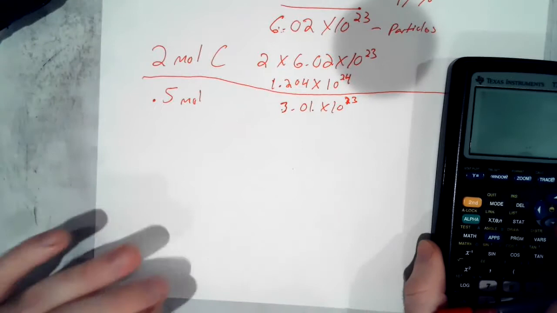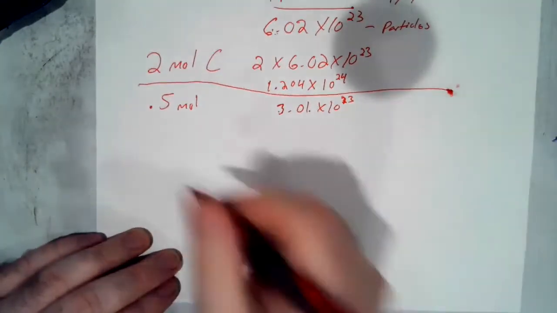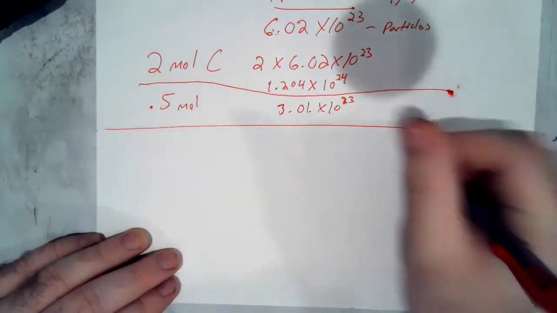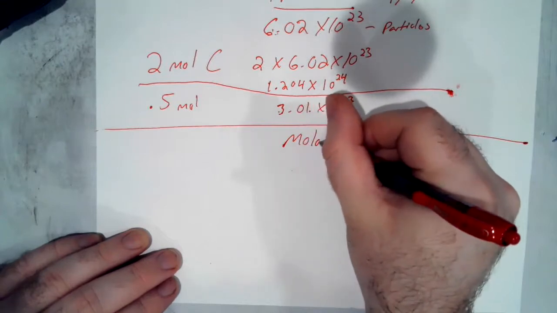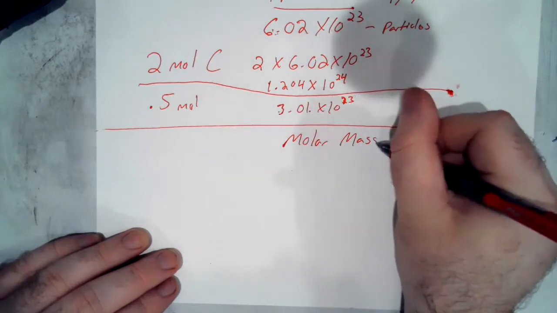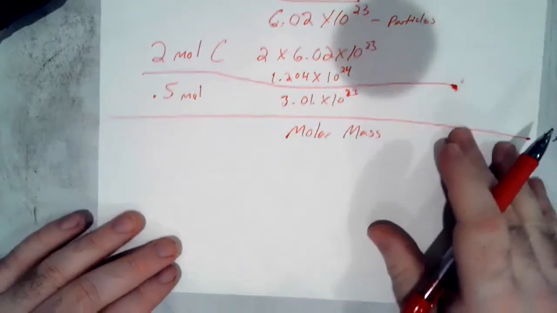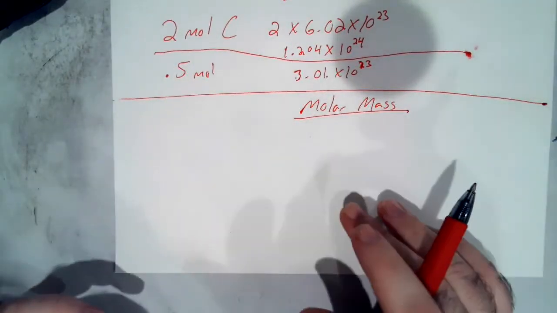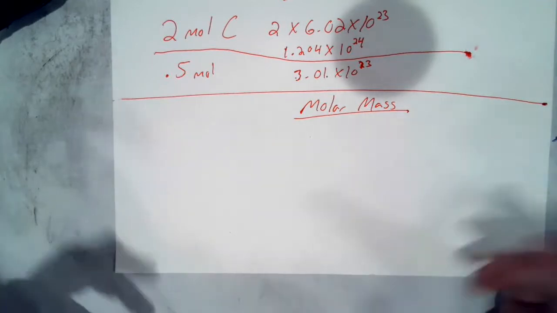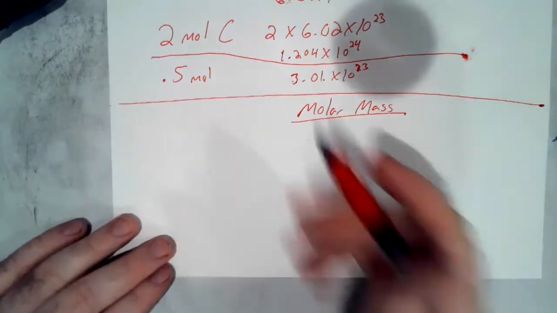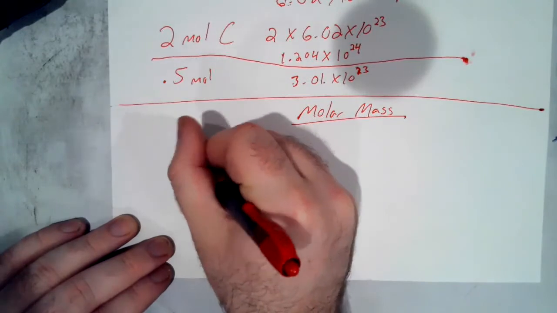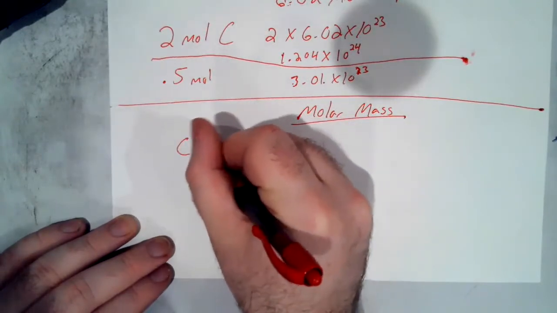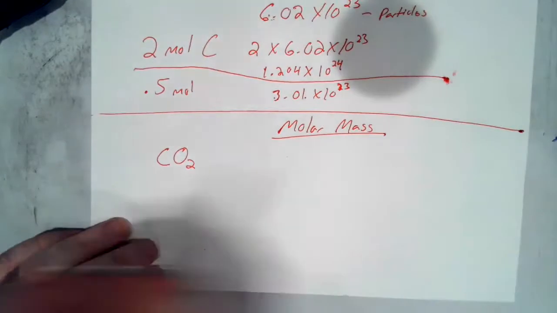Now, some more examples. We'll be dealing with a concept we know as molar mass. And this is a lot easier than dealing with this, I'll tell you that right now. So molar mass is just the addition of the masses of your elements. So if I asked you for the molar mass of CO2, it's really easy.